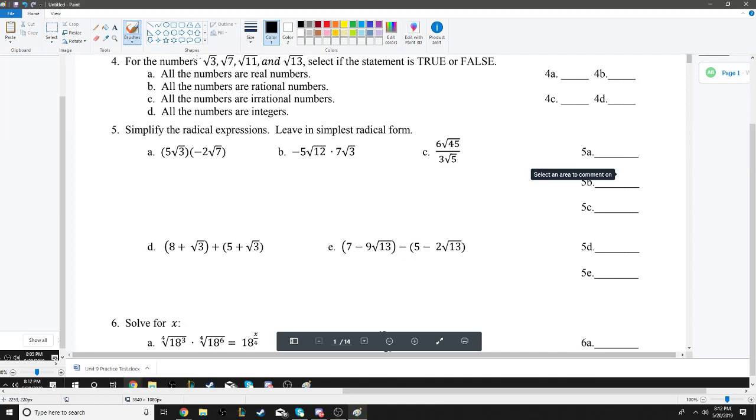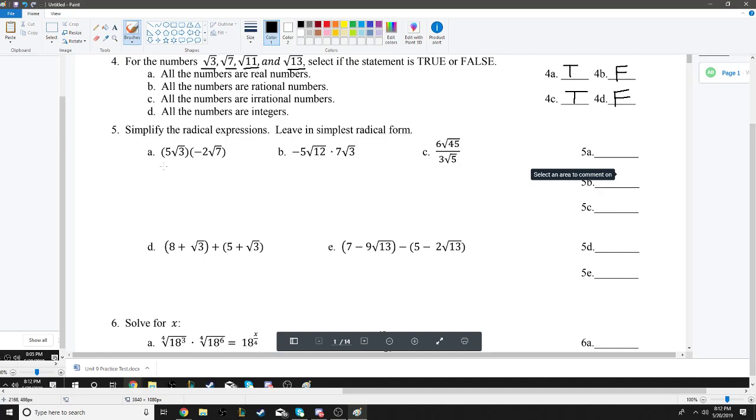For these numbers, select if the statements are true or false. All of these numbers are real numbers, and that is correct. That is true. Just because it's under a root doesn't mean it's not real. All the numbers are rational numbers. That one is false, because, as number 4C states, they are all actually irrational numbers. If a number is underneath a root and it cannot be simplified, then we call it irrational. And these are not integers because integers are whole numbers.